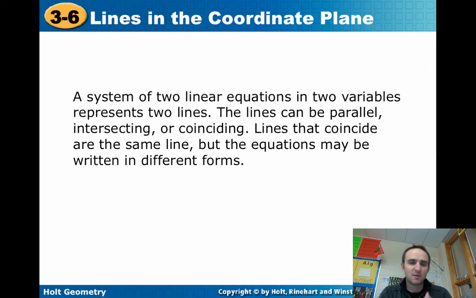Okay, moving on to something maybe a little bit new. If we have 2 linear equations with 2 variables, they represent 2 lines, and they can either be parallel, intersecting, or coinciding. We can figure that out simply by looking at the equation. We don't even have to graph it. A little note here, lines that coincide means they are the same line. The equations may look different, in different forms, but coinciding lines are the same exact line.